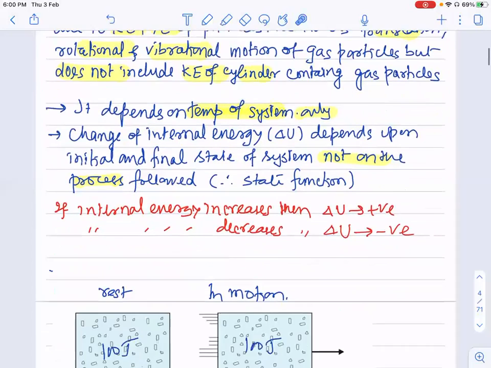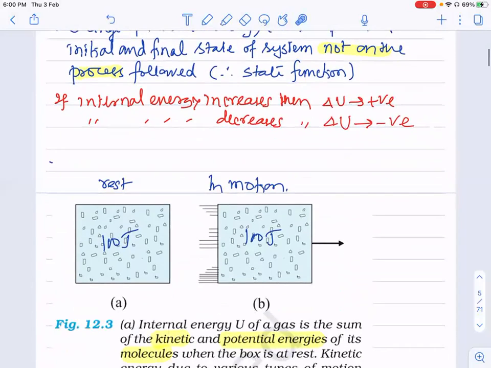ठीक है. In your textbook it is shown the diagram there. Suppose ये सिलेंडर है, रेस्ट पर है, इसके गैस पार्टिकल्स की इंटरनल एनर्जी 100 जूल है, but if it is moving, cylinder is moving, then also 100 joules, provided you don't change the temperature. So motion, kinetic energy of motion of the cylinder is not the part of internal energy. Already we have written.